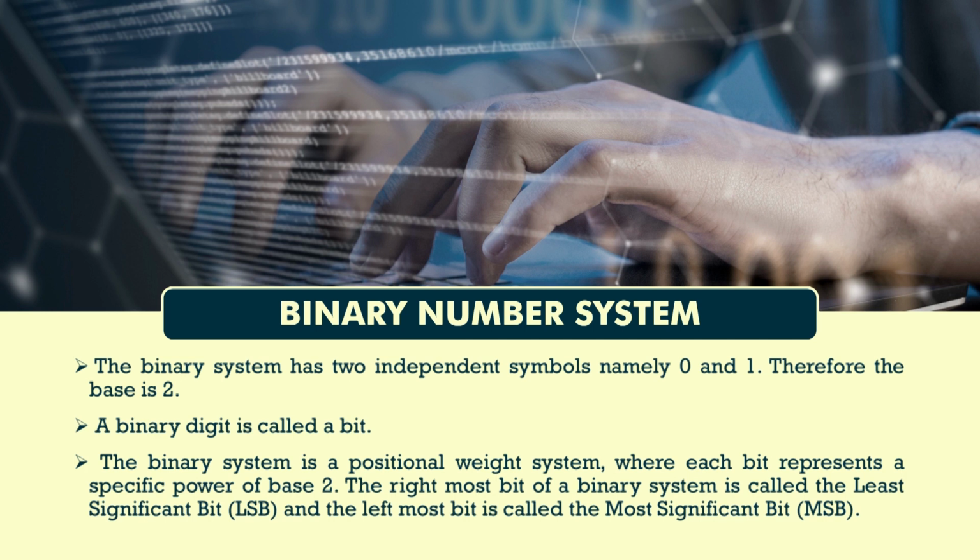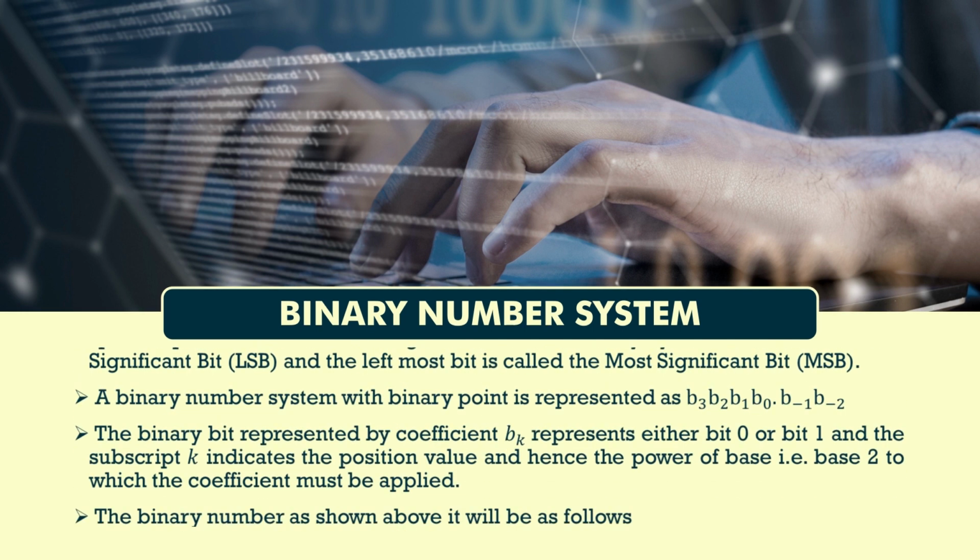most significant bit. A binary number with a binary point, because we are dealing with the binary number system where we replace the decimal point, now we call it the binary point, is represented as B3, B2, B1, B0, that is the integer part of the binary system, and the fractional part after the binary point, that is B minus 1, B minus 2.